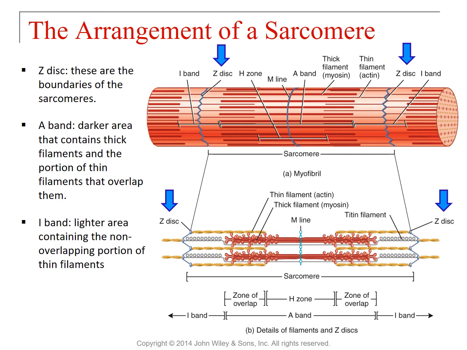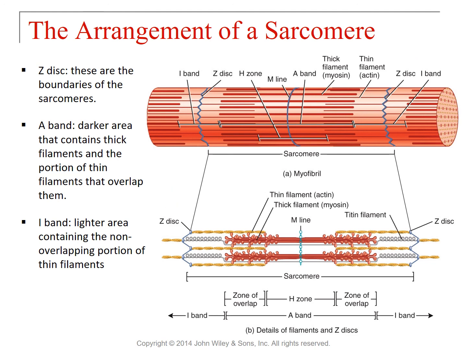And so you can see there's an attachment between the thin filaments and the Z discs. So when the thick filaments pull the thin filaments toward the center of the cell, then the thin filaments are going to tug the Z discs in towards the center of the cell.